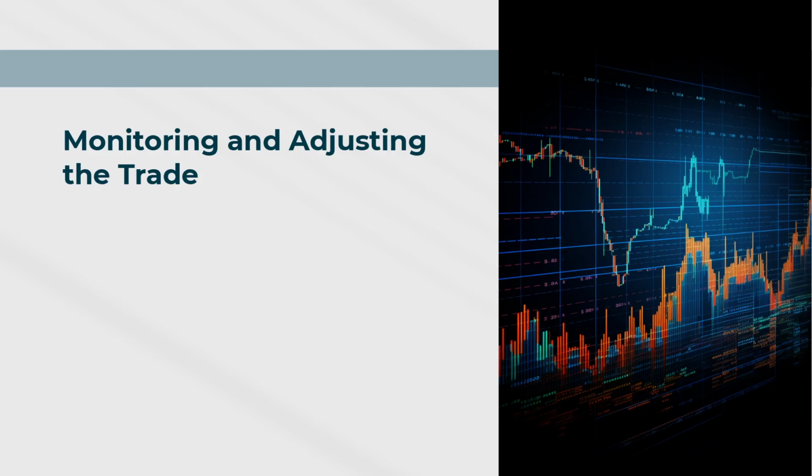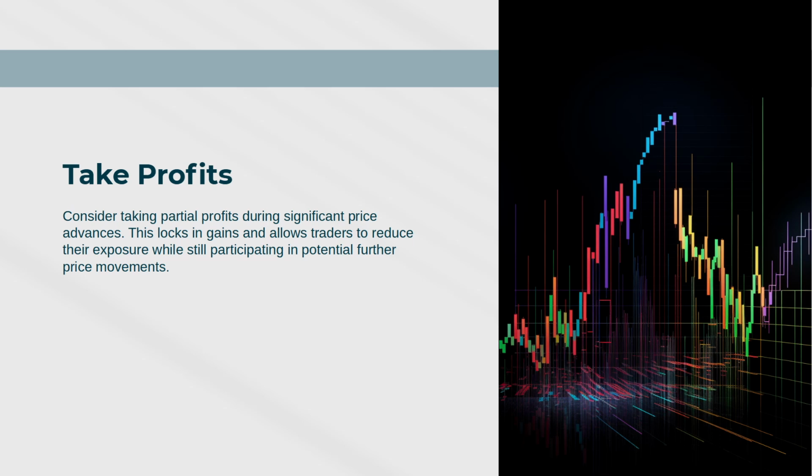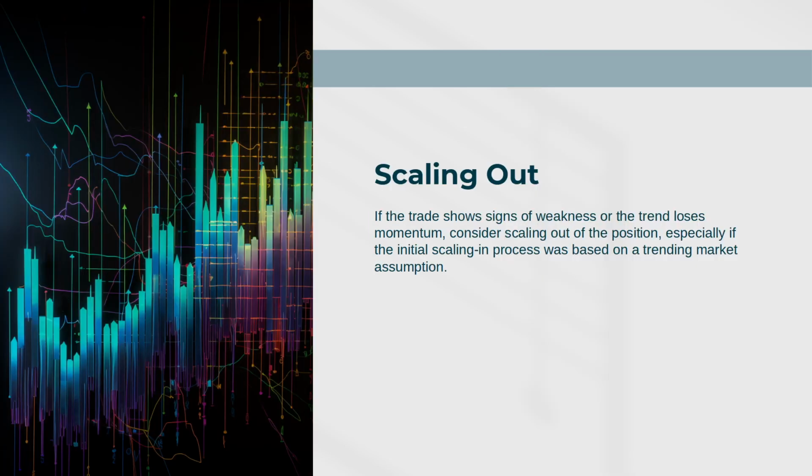Monitoring and adjusting the trade. Continuous evaluation. Continuously monitor the trade's progress and market conditions. Be ready to adjust the scaling and strategy based on changing market dynamics or technical developments. Take profits. Consider taking partial profits during significant price advances. This locks in gains and allows traders to reduce their exposure while still participating in potential further price movements. Scaling out. If the trade shows signs of weakness or the trend loses momentum, consider scaling out of the position, especially if the initial scaling in process was based on a trending market assumption.